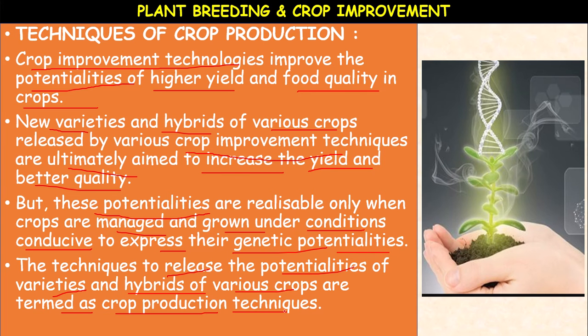Finally, we can say that the genetic improvement of the crop is called crop improvement. Improving its quality and quantity of production, both must be increased. How? By altering the genes present in that particular variety of the crop. So, increasing the genetic potentialities is called plant breeding and crop improvement.